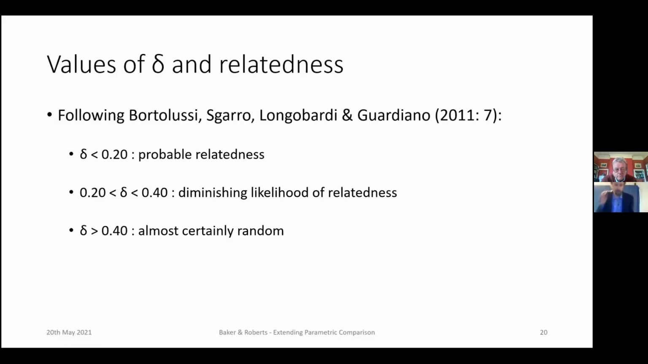Longobardi's team have suggested, according to some analysis they've done, that the value of delta, the distance value, can be used to make predictions about the likelihood of relatedness between two languages. If the delta value is below 0.2, that suggests the languages are very probably related. Conversely, if the delta value is above 0.4, that suggests the languages aren't related. Any similarities between the two are essentially random. Then for intermediate values between 0.2 and 0.4, there's a diminishing likelihood of relatedness as the distance value increases.